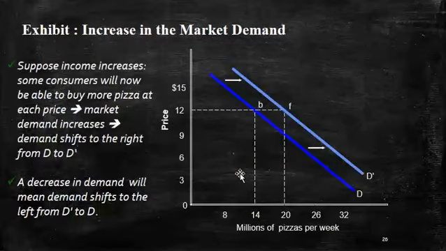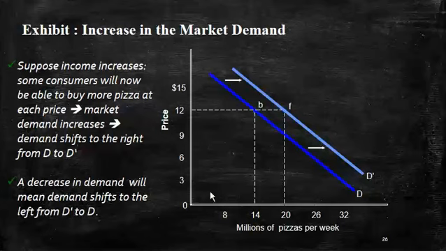So, increase in the market demand. Suppose income increases. Ayan. Some consumers will now be able to buy more pizza at each price. Market demand increases. Demand shifts to the right from D to D1. A decrease in demand will mean demand shifts to the left from D1 to D.